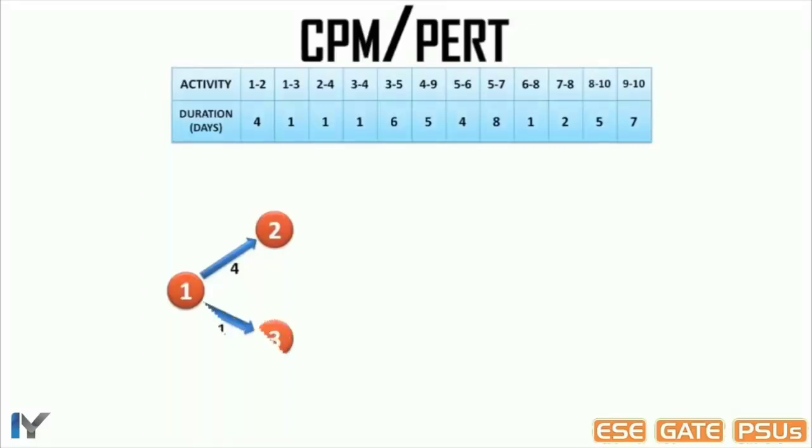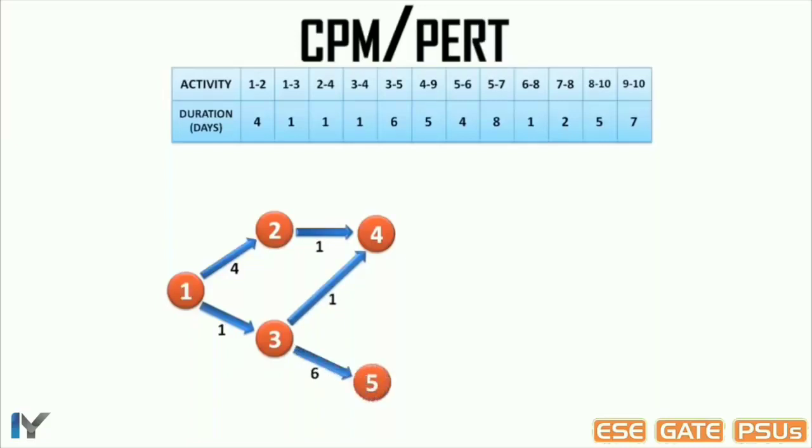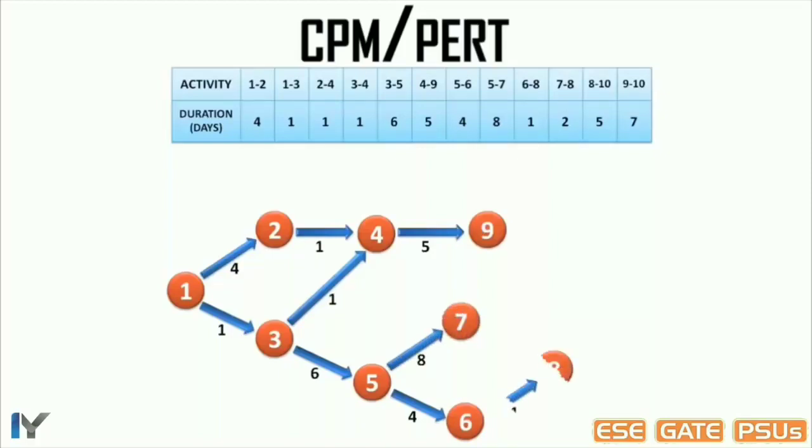Next activity from node 1 to node 3 with duration 1. Next 2 to 4, duration 1. 3 to 4, duration 1. 3 to 5, duration 6. 4 to 9, duration 5. 5 to 6, duration 4. 5 to 7, duration 8. 6 to 8, duration 1. 7 to 8, duration 2. 8 to 10, duration 5. And 9 to 10, duration 7.